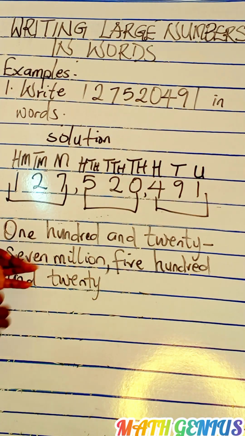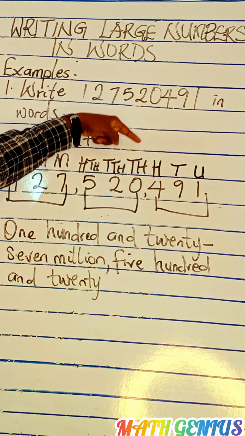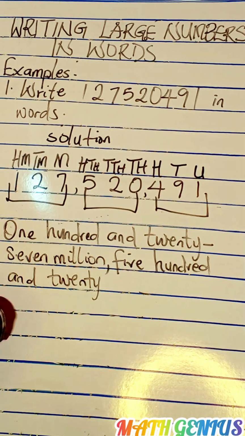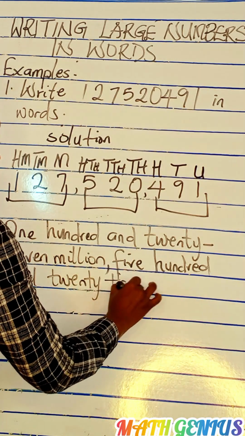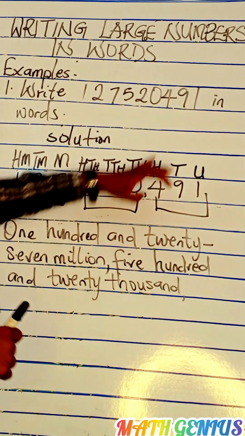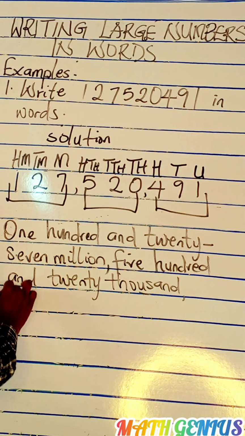Now you go to the position names. We have 100 of thousand, tens of thousand, and thousand. So the common position here is thousand. So you have your position name attached to it, thousand. Then you go to the last one. 491 is referred to as 491. You write it also.